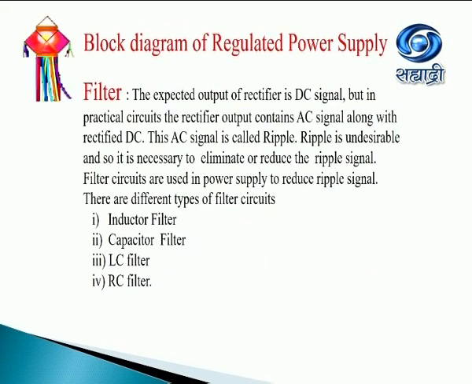Filter. The expected output of rectifier is DC signal, but in practical circuits, the rectifier output contains AC signal along with rectified DC. This AC signal is called ripple. Ripple is undesirable, and so it is necessary to eliminate or reduce the ripple signal. Filter circuits are used in power supply to reduce ripple signal. There are different types of filter circuits: 1. Inductor filter. 2. Capacitor filter. 3. LC filter. 4. RC filter.